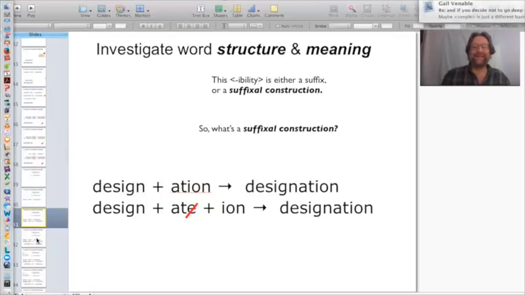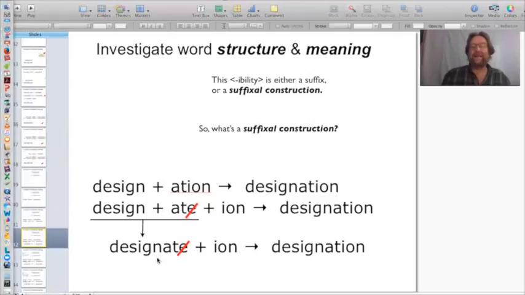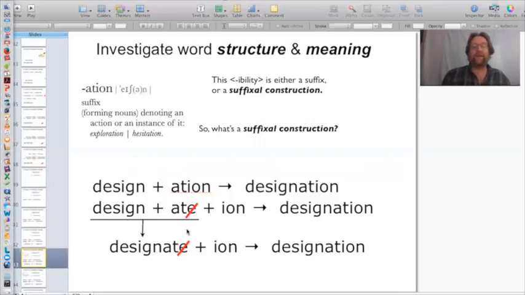We can see that we have design, and designate is something that could build designation. So we can see this ATE must be here. And so what we have here is, even though my Oxford calls ATION a suffix, it's not actually a suffix. You could think of it as a suffixal construction. It's at least two suffixes combined that acts like a suffix. It's just not complete, or it's not completely analyzed.